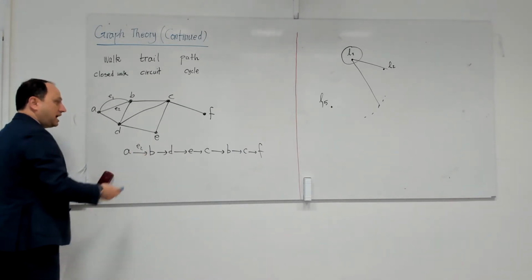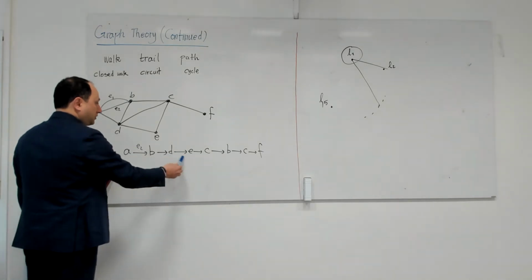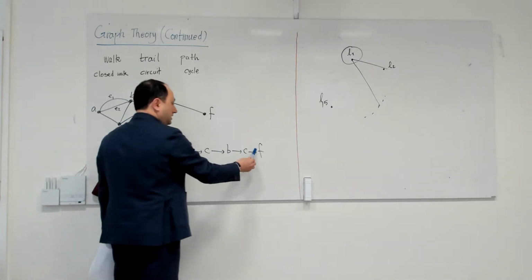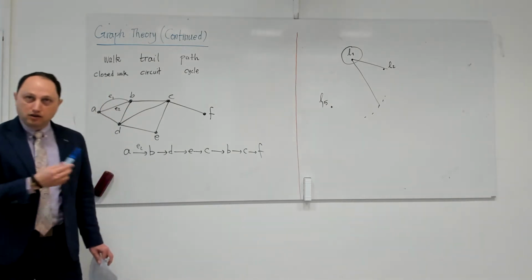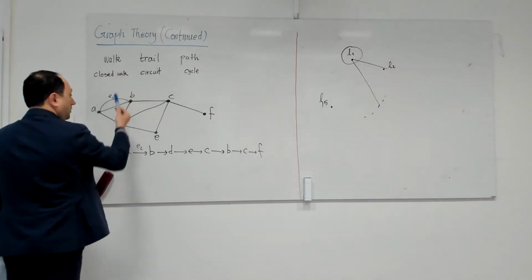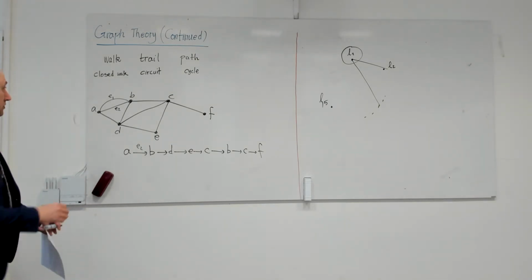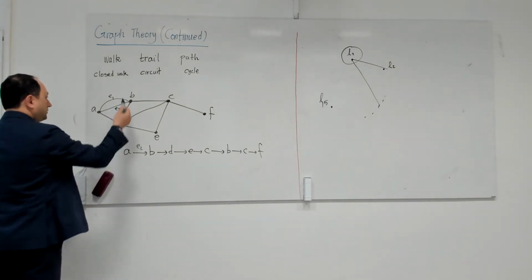So what is the length of this walk? 1, 2, 3, 4, 5, 6, and 7. So that is called the length of this walk. Yes? And of course, if I start from a point and return back to the same point, that is called a closed walk.